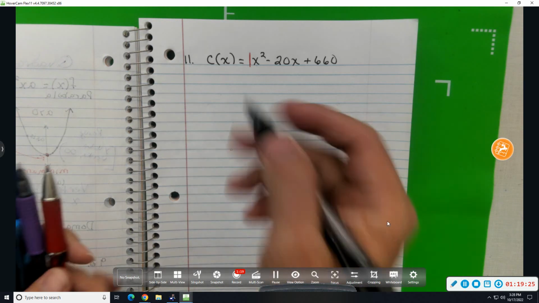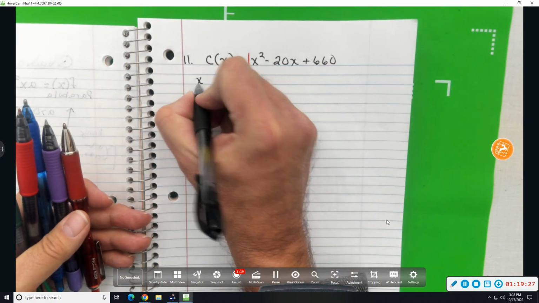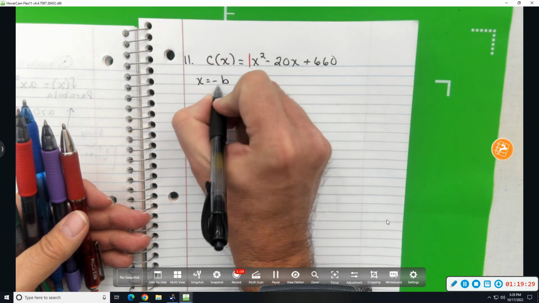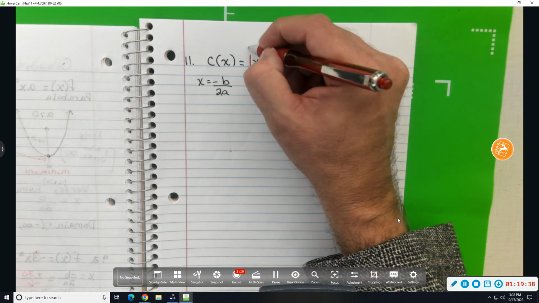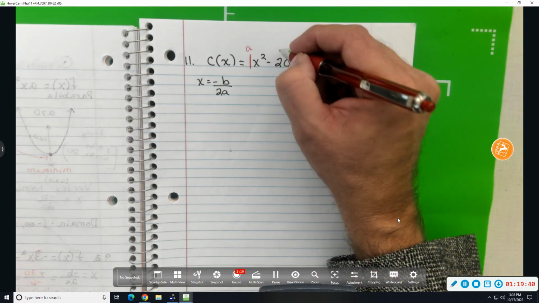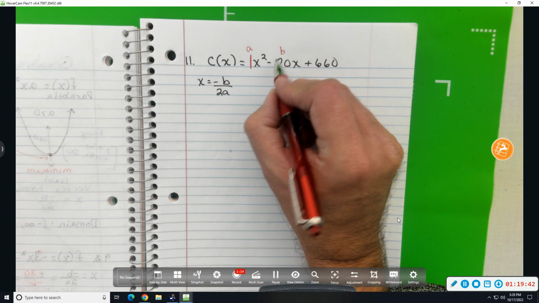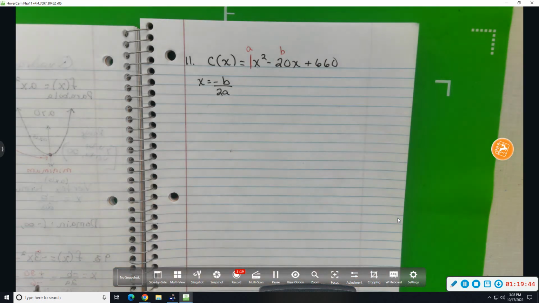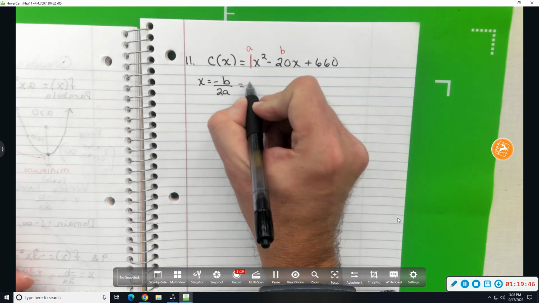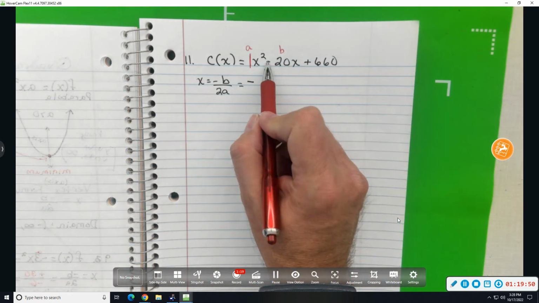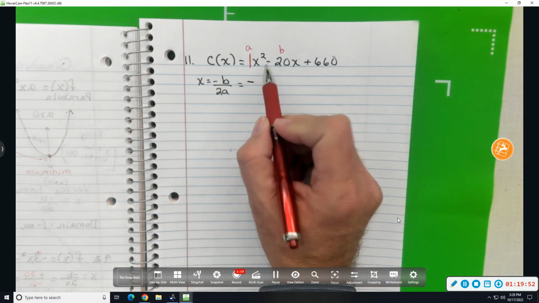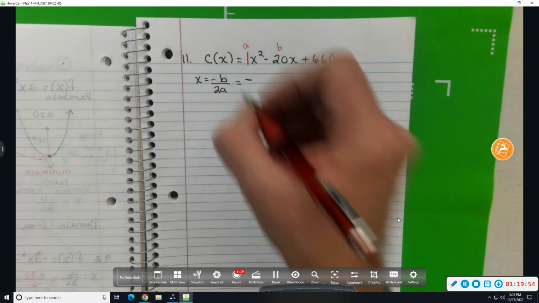So if you find minus b over 2a, and then plug that number in, it's going to answer the question. So a is 1, and b is negative 20. Don't forget that negative right there. So minus negative 20. A negative is a positive.